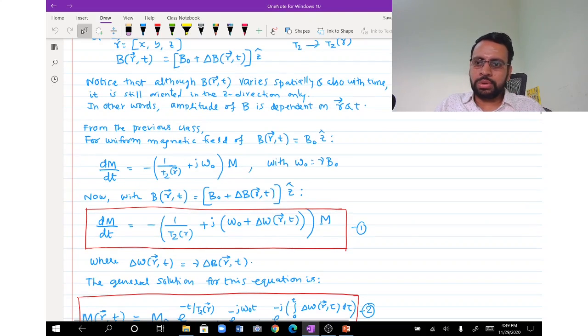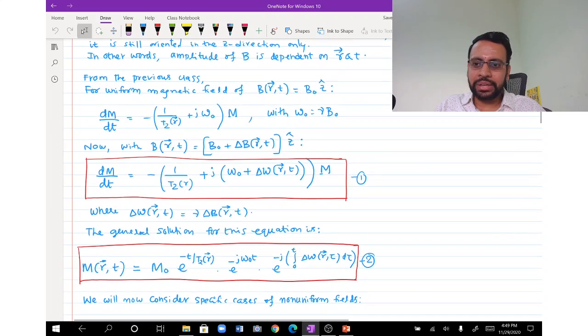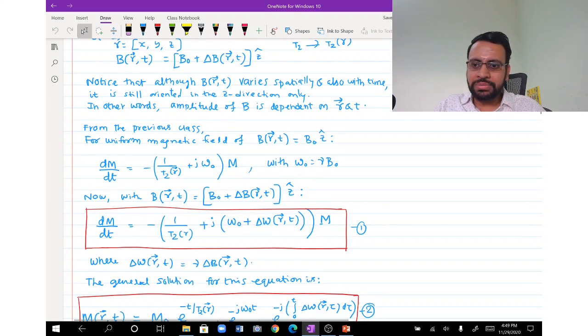Now we have already done enough to analyze the case when this term is 0, delta B of r bar comma t equal to 0. That we had already done, right? So that gave us, for example, dm/dt equal to minus 1 by T2 plus j omega naught, times m. Again recollect, the moment we say m, this is a complex value m_xy, which is m_x plus j times m_y in the xy plane.